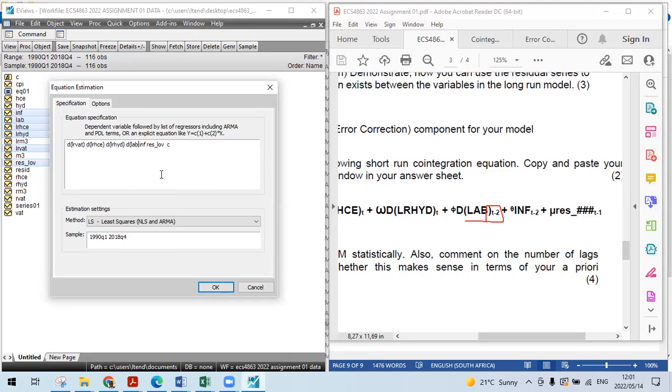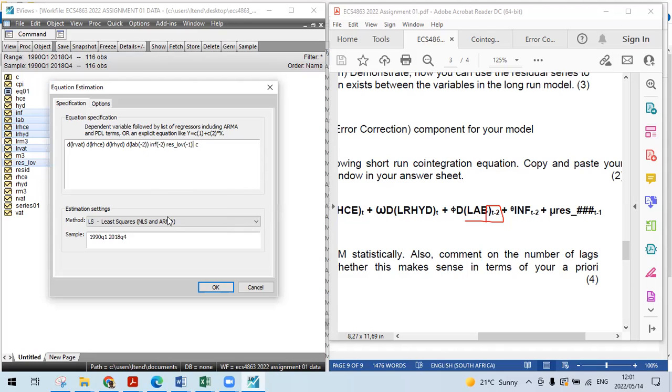This means you're lagging 2. You're going back twice. If it's -1, you're going back once. So you don't put the T, you just put bracket there, -2, you close for this one and the other one. You go to INF, it's not even difference. Remember, it was stationary in levels, but it's lagged twice. Then lastly, you don't difference the res. I'll explain why. And this one is always lagged once. I'll explain why it's always lagged once.